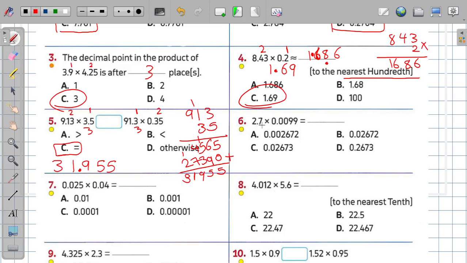Here I want to multiply 2.7 by 0.0099. So let's try first to multiply. I have 27 without the decimal points and 99. Okay. 9 by 7 equals 63, so I have 3 and carry 6. 9 by 2 equals 18. 18 plus 6 equals 24.